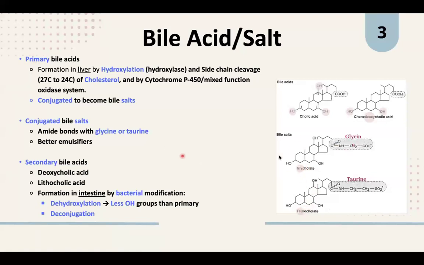Why are we making bile salts? Because bile salts are better at emulsification than the primary bile acids. So again, conjugation by glycine or taurine.